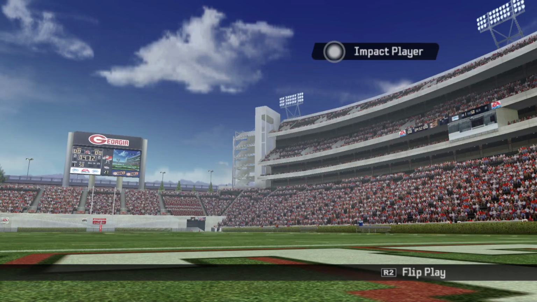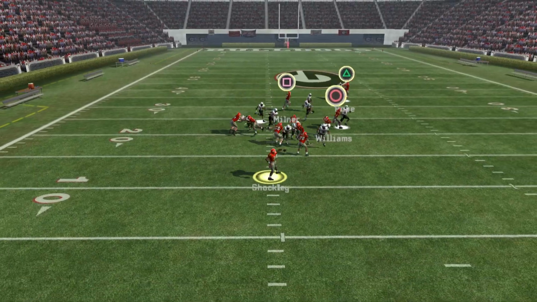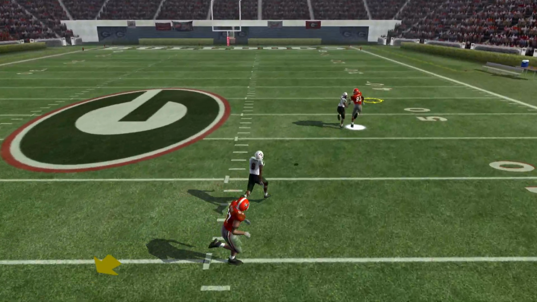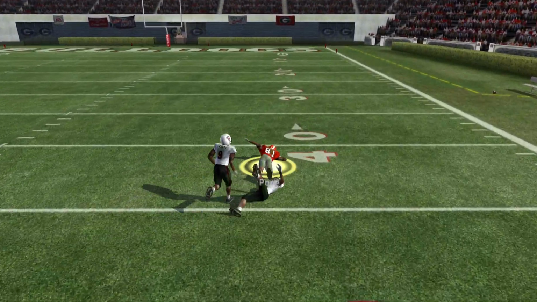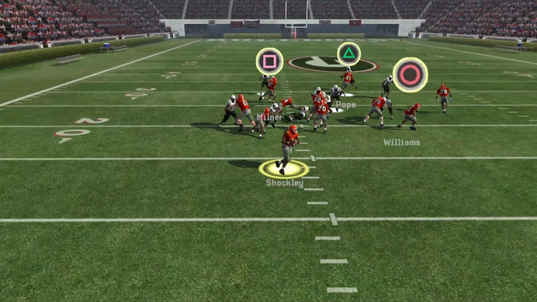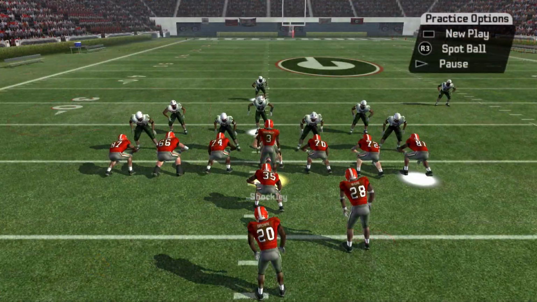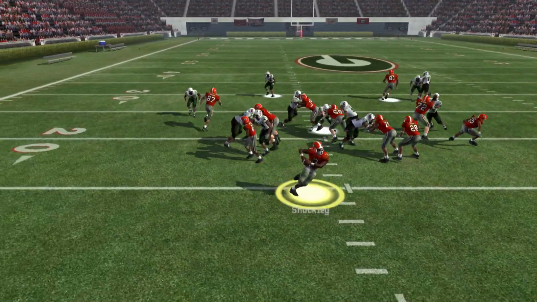Or we can try cover 0 here. We can go over the top of that flag route. And it's a one-on-one situation after that. The other backside dig, or the crossing route, I don't know how good of a throw that'll be. It just depends on how congested over the middle is.